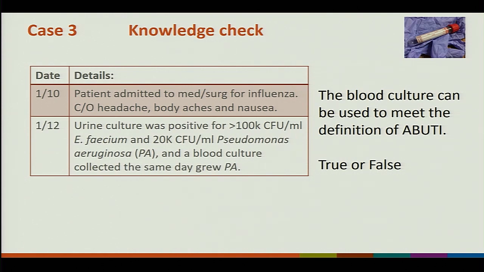Okay, we're going to do a knowledge check on this one. Patient was admitted to a med-surg unit for influenza. They had a headache, body aches, and nausea. The urine culture was positive for greater than 100,000 Enterococcus faecium and 20,000 for Pseudomonas aeruginosa. A blood culture was collected on the same day that grew Pseudomonas. The blood culture can be used to meet the ABUTI definition. True or false?